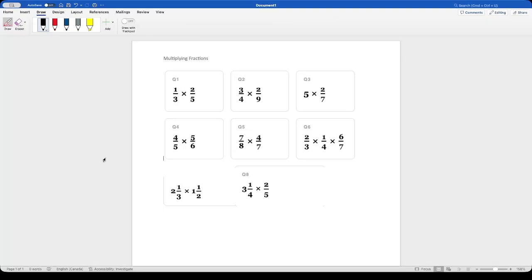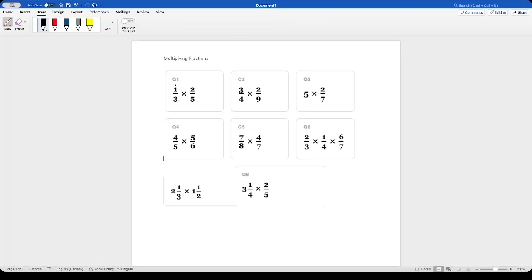Today we're going to be working on multiplying fractions. Now, if you know how multiplication works in general, this should be very easy for you. So let's get started. Starting with question 1 over here. How do you multiply this fraction? 1 over 3 times 2 over 5.